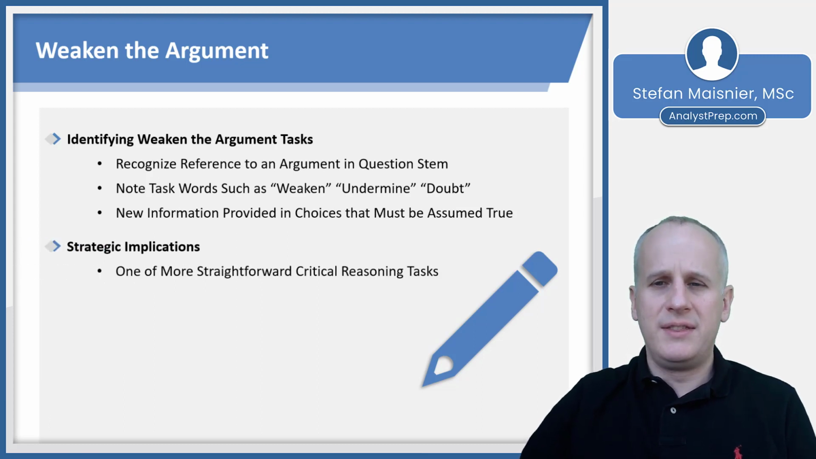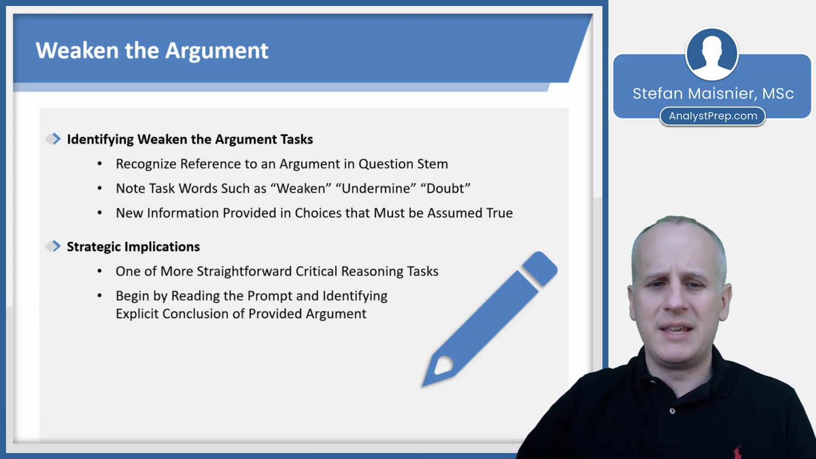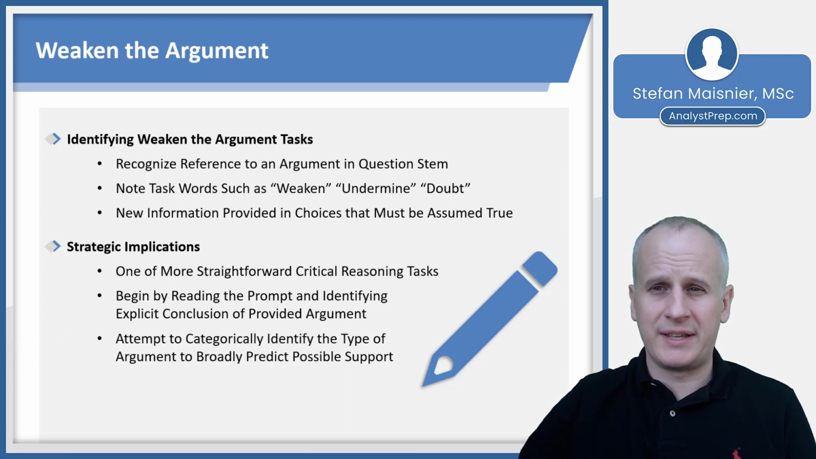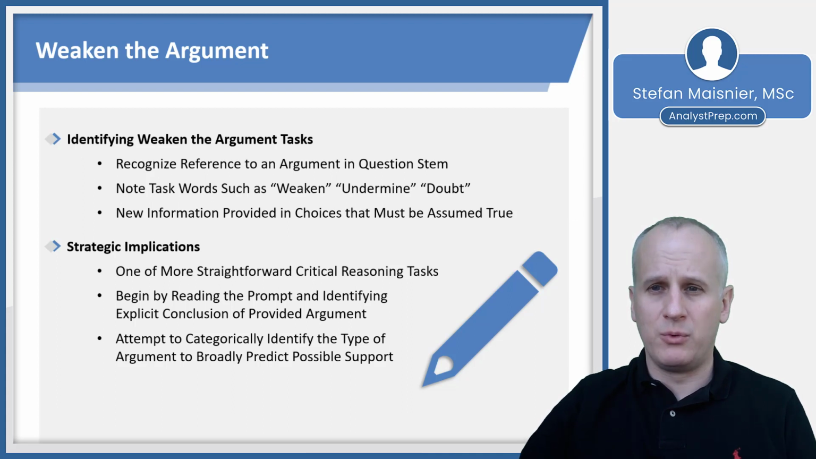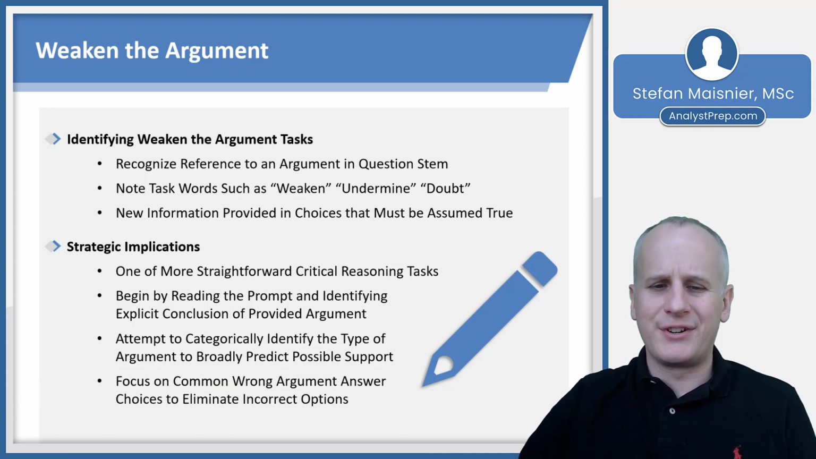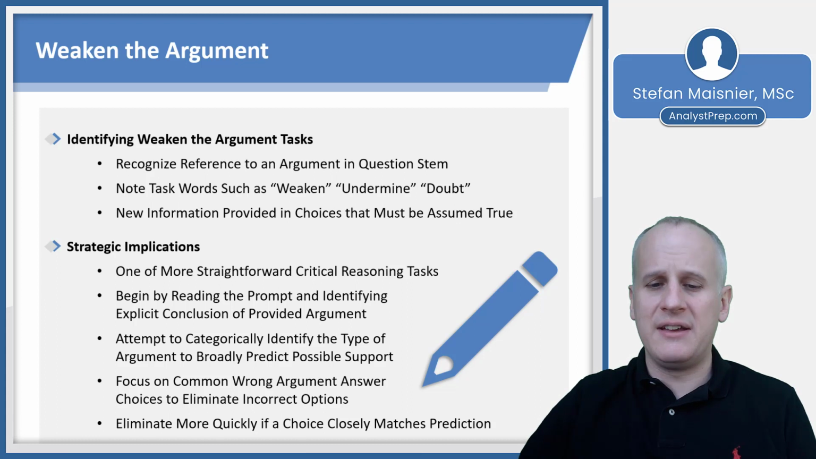Now, strategically, these are going to be one of the more straightforward critical reasoning tasks, so you're less likely to want to skip blindly a weaken the argument question because it's relatively straightforward in many cases. You'll need to begin by reading the prompt and identifying the explicit conclusion of the provided argument. You always need to identify it almost verbatim because you don't want to get outside of the scope. You want to then attempt to categorically identify the type of argument to broadly predict what possible support might be, and we'll be doing that here in a moment. You're going to focus on your common wrong argument answer choices to eliminate incorrect options. And you can eliminate more quickly if one of your choices matches your prediction pretty closely.